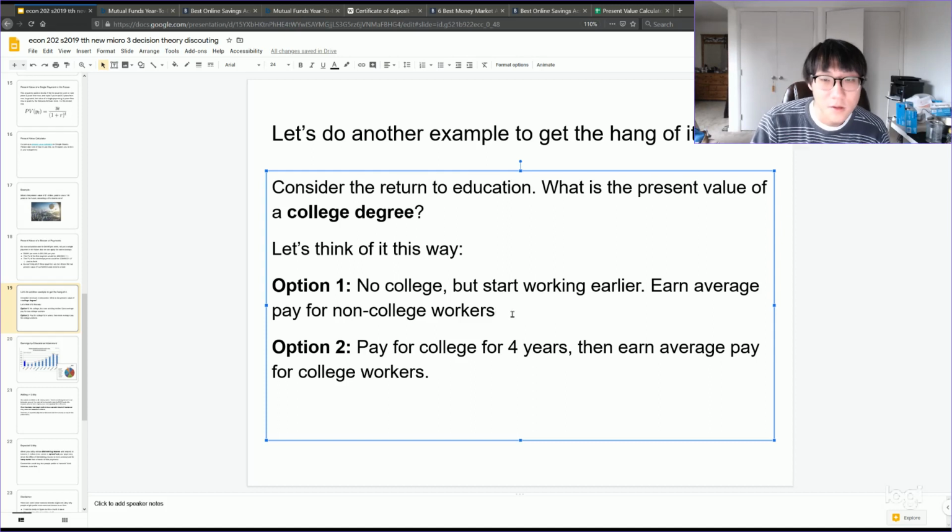Alternative one: no college, but you start working earlier, and let's just assume that you earn the average pay for a non-college worker. Option two is that you pay for 4 years of college and you don't work at all, but then you earn the average pay for a college worker.